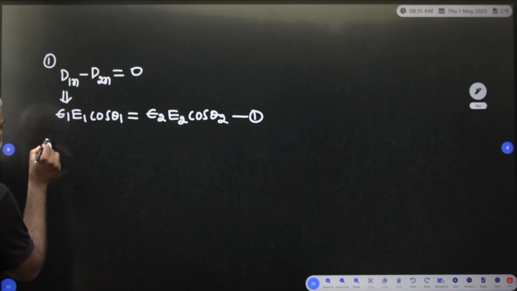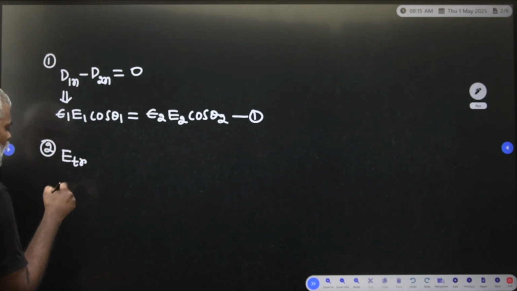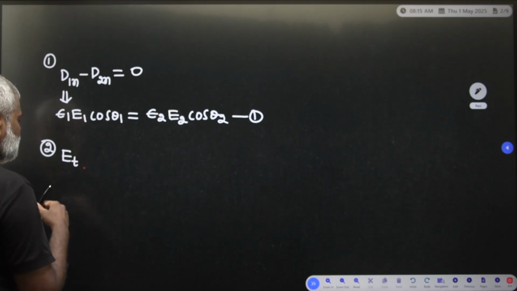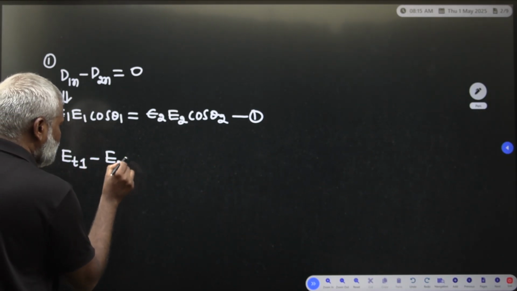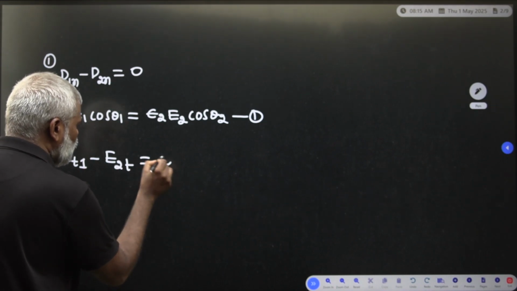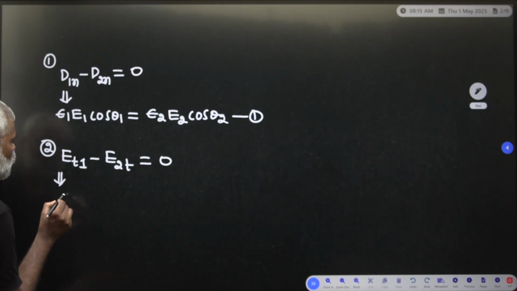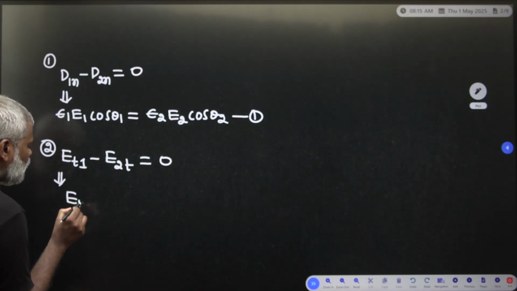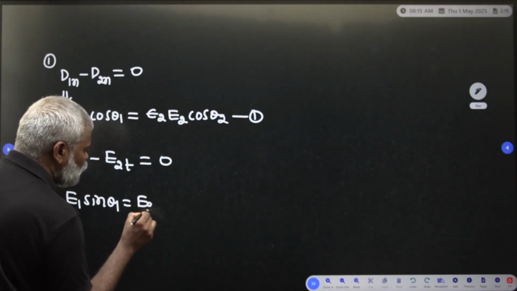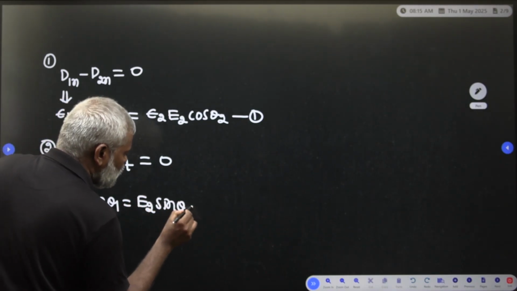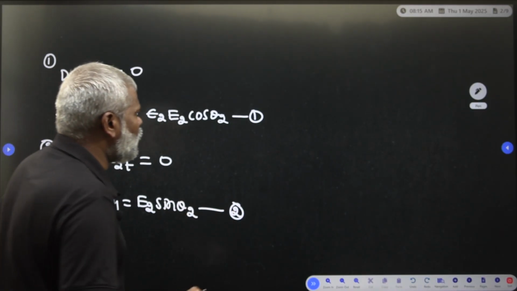The second boundary condition is for the tangential component of the electric field. The tangential component of E1 minus the tangential component of E2 is equal to 0. Therefore we write E1 sin theta 1 equals E2 sin theta 2. This is equation number 2, the tangential component condition.